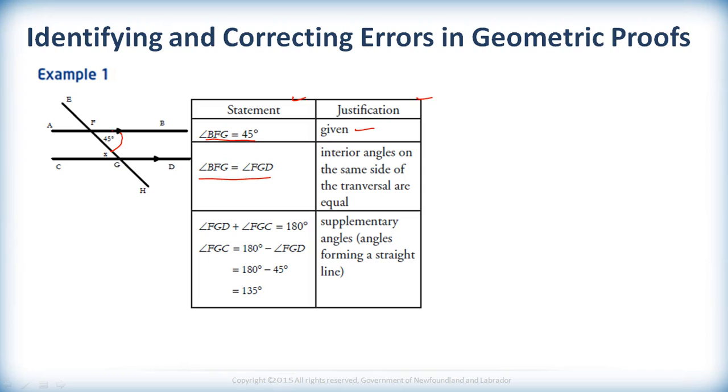They're saying that this angle and this angle have to be the same. Are they supposed to be equal? No, they're supposed to be supplementary. So what does that mean? That means FGD would be equal to 180 minus BFG, okay? So be very careful about that stuff.